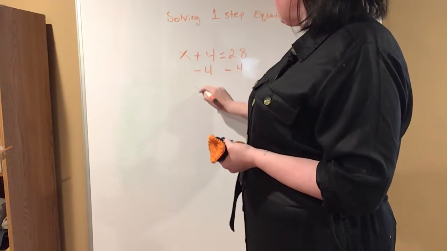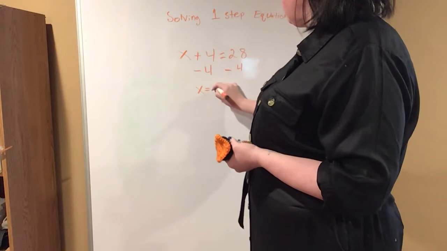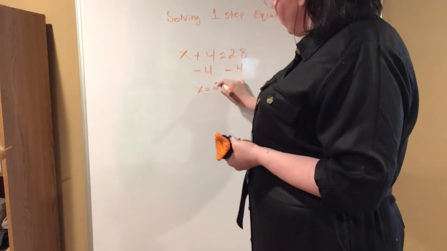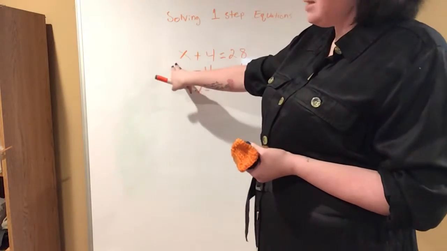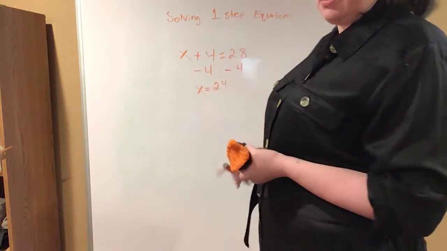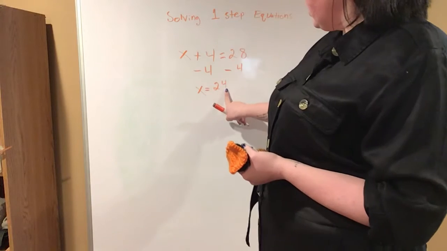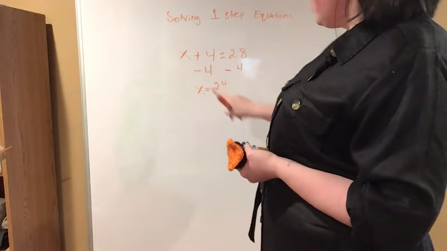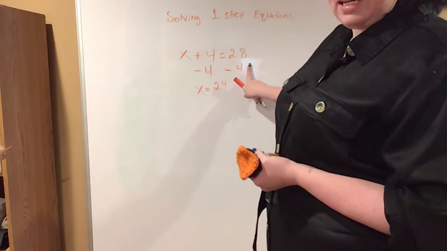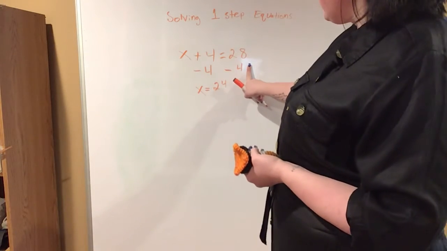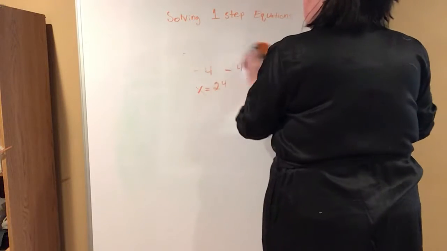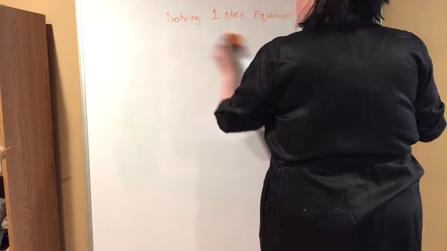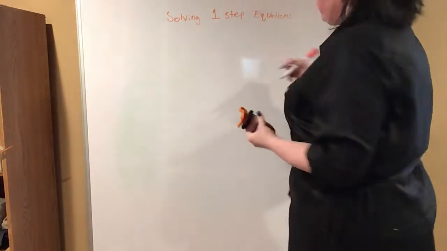So x equals 24. You can always plug this number back into this x over here, and you should get, when you plug it in, 24 plus 4 equals 28. So this is one of our simple, easy, one-step equations. Let's do a few more, just so you can see how it works.